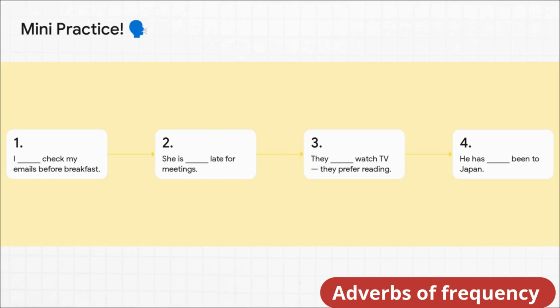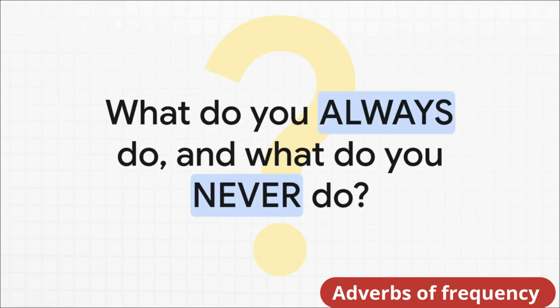You've totally got this. So, to wrap everything up, I want to leave you with a little challenge. Right now, think of one thing you always do and one thing you never do. Seriously, answering that question for yourself is the absolute best way to lock this in and make it a natural part of your English. Because at the end of the day, that's the whole point, using these rules to tell your own story.